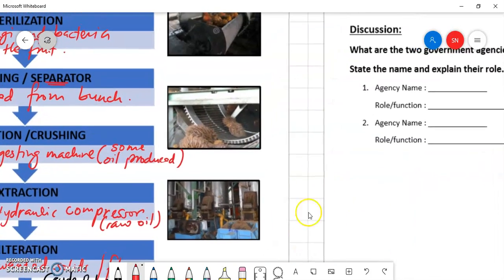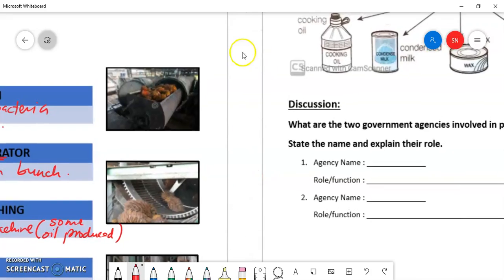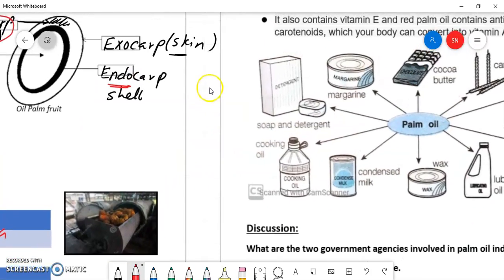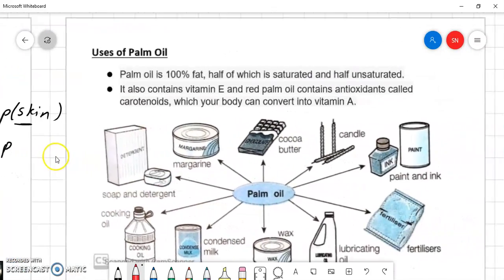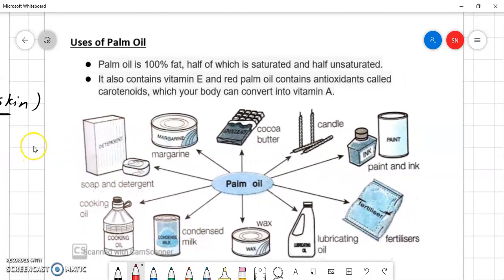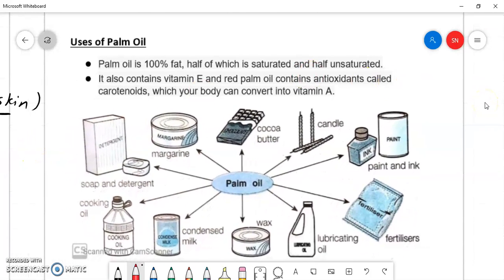Okay, next page in our notes, this is worksheet 3. Yeah? So we are in worksheet 3 today. So next is uses of oil palm. Okay, very easy, this section. First of all, oil palm is 100% fat. Okay, it contains saturated and unsaturated. We learned this in our last class, saturated, unsaturated.